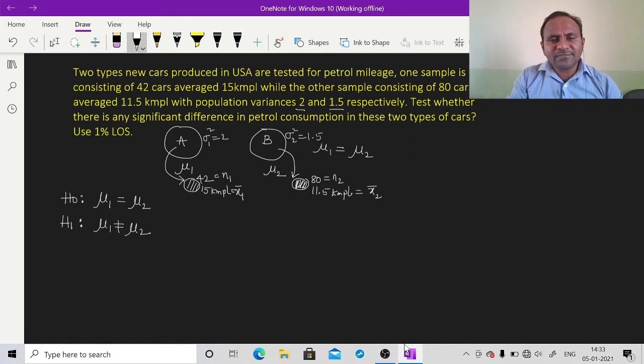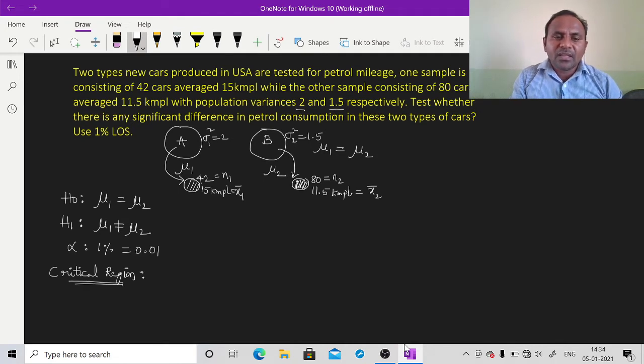So I use this information, the sample information and the variances, to test whether this statement is to be rejected or accepted. Another thing mentioned is the level of significance. We should test it with 1% level of significance, I mean to say 0.01. And then we have to identify the critical region and p values. The critical region is the one in which we have to reject the null hypothesis.